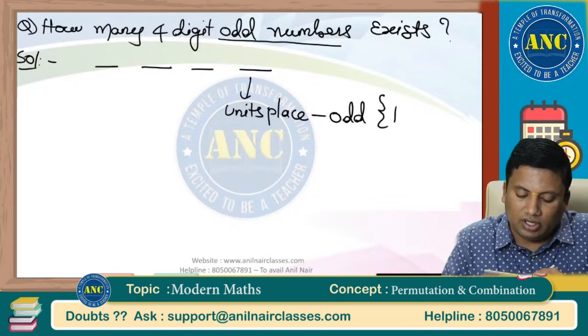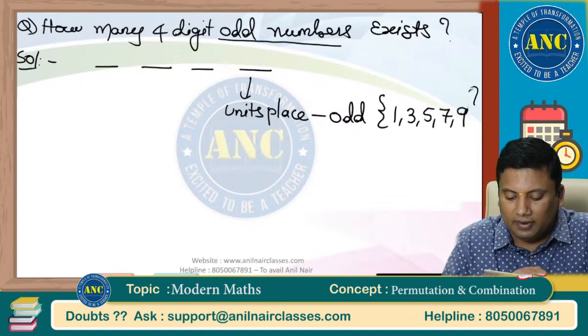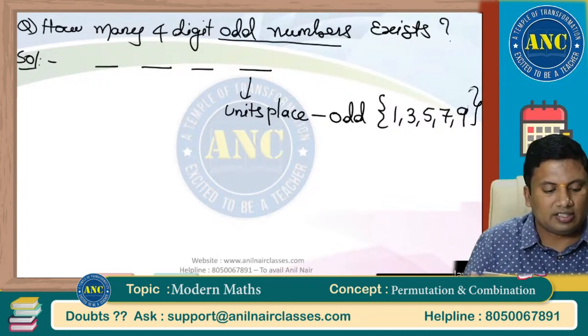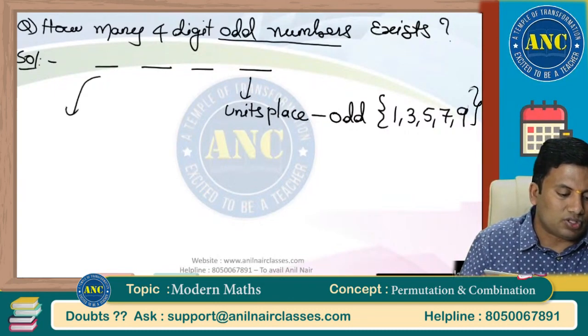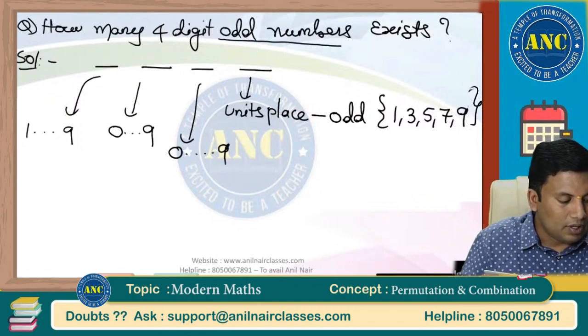Odd means which all cases? 1, 3, 5, 7 and 9. That is the condition. Condition is satisfied. So leftmost 0 cannot come. So it has to be 1 to 9. Here there is no restriction, 0 to 9. Right?